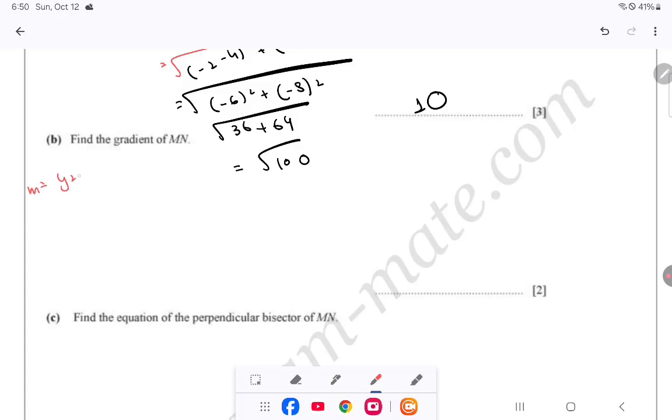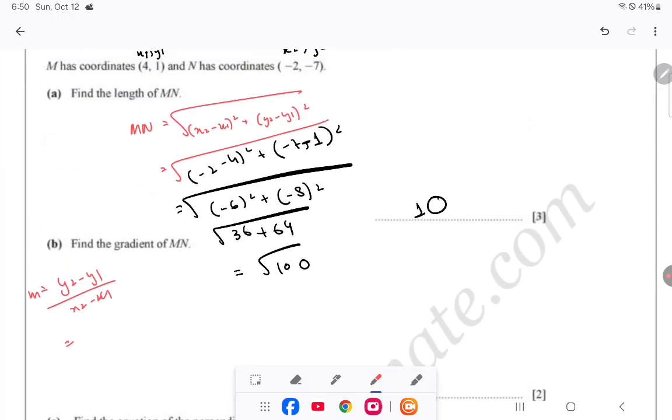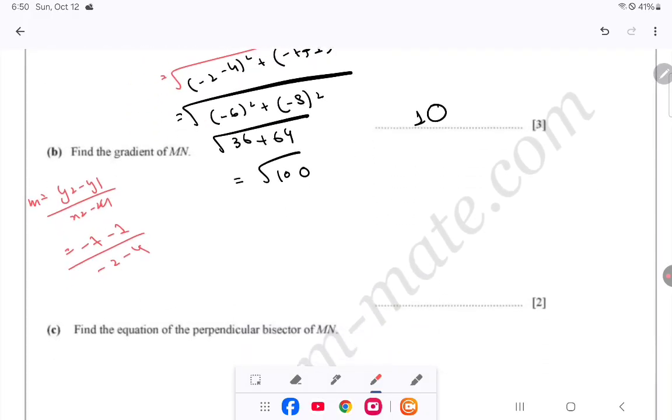For gradient, which means slope, use the formula slope is equal to y2 minus y1 over x2 minus x1. So y2 is negative 7, y1 is 1, x2 is negative 2, x1 is 4. Negative 8 over negative 6. 2 into 3 is 6, 2 into 4 is 8. Negative and negative cancel, so 4 over 3 is our slope, the gradient.